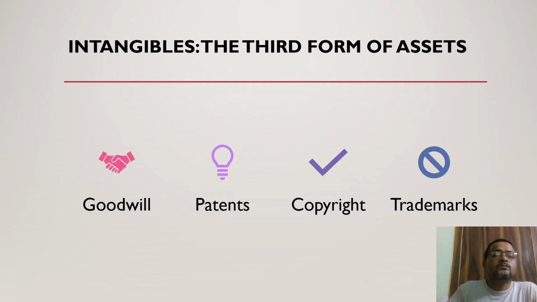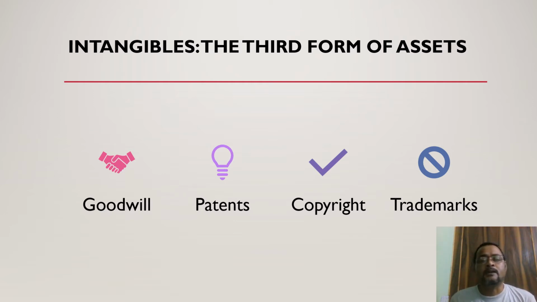Let's go to the third part of the assets, the assets which are known as intangible. They're generally included in the fixed assets. These are long-term assets, but they are known as intangible assets, the third form of assets. These are intangible assets because these assets are not physical in form. They're not tangible. You cannot see them.